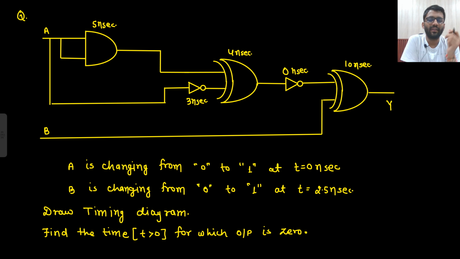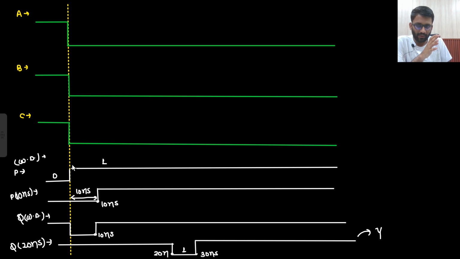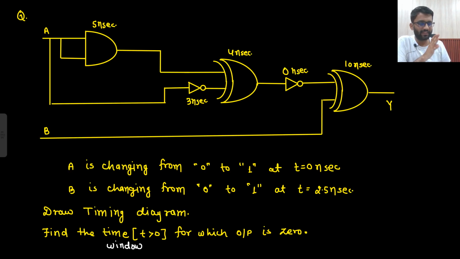This is a big example. A is changing from 0 to 1 and B is changing from 0 to 1 but at t equals to 2.5 nanosecond. Draw the timing diagram and find the time window for t greater than 0 for which output is 0, or find the time as well. This can also be written. So here I will show how I will be solving in the examination, because in the examination you are not going to draw the diagrams like this. So in the examination, how I will be solving.